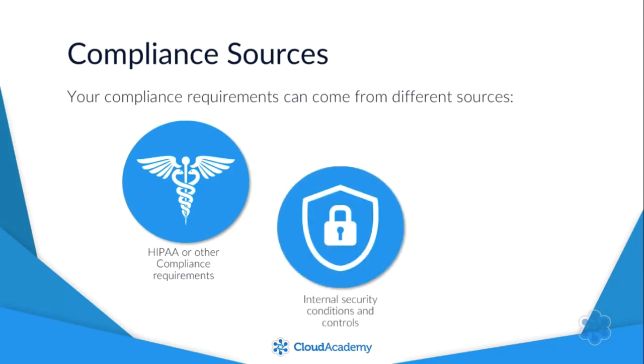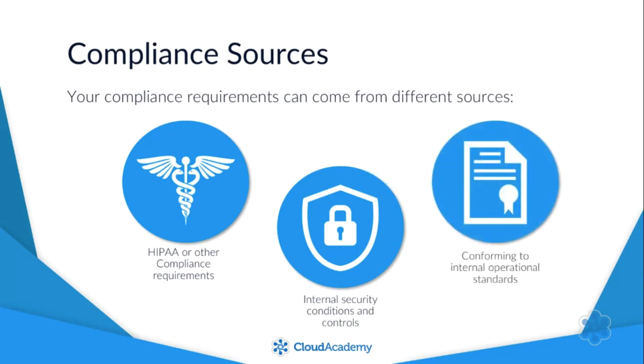Or perhaps your security team requires certain criteria to be adhered to, such as ensuring SSH is not applied to specific security groups. Or your operations team may dictate to you that certain EC2 types should only be used for certain environments to conform to internal standards.